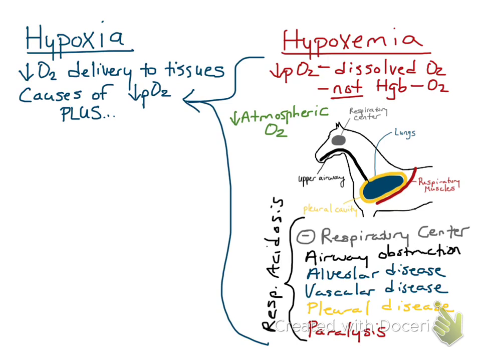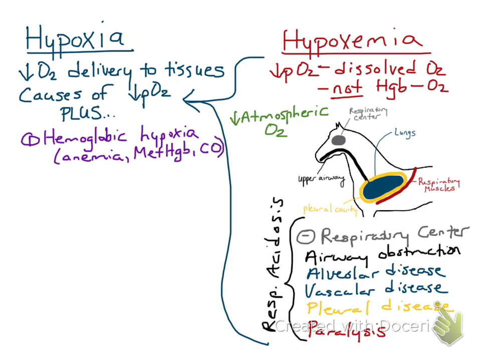So one of the other causes of hypoxia is hemoglobic hypoxia. And this is when there is not enough hemoglobin or the hemoglobin that is present is not functional. So causes of this type of hypoxia are anemia or oxidative injury to the hemoglobin molecule like methemoglobinemia or carbon monoxide poisoning.